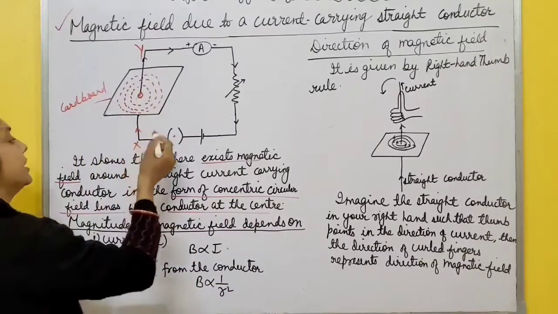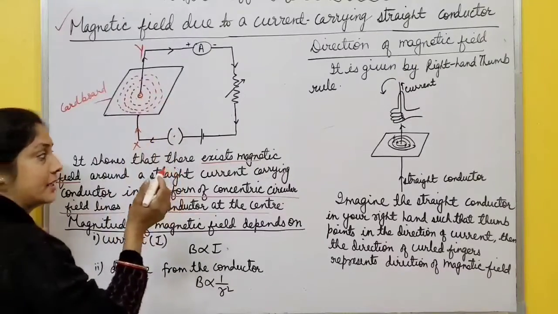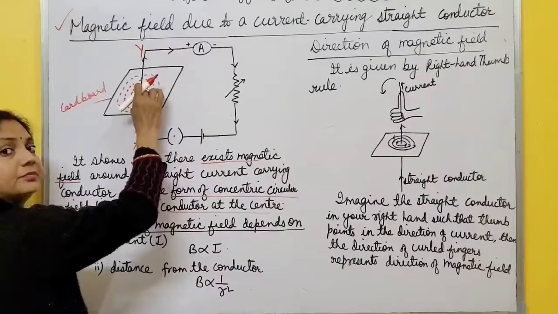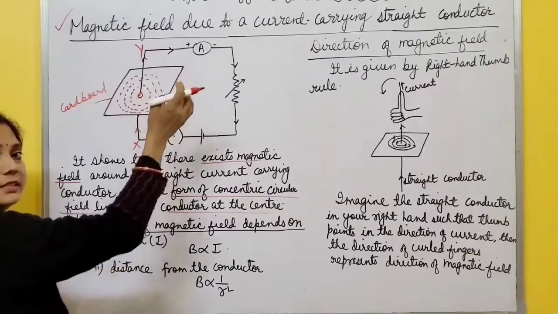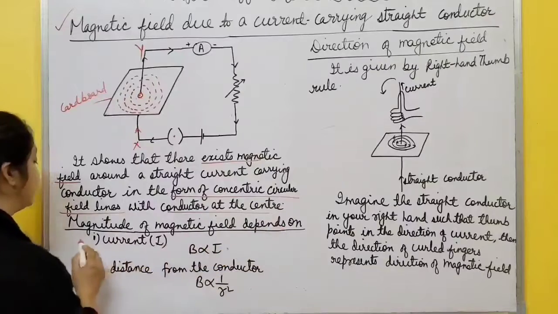Now, if you increase the magnitude of the current, these magnetic field lines increase. It also depends upon the distance from the conductor. Greater the distance, smaller the magnetic field. So, this magnitude of magnetic field depends on two factors.